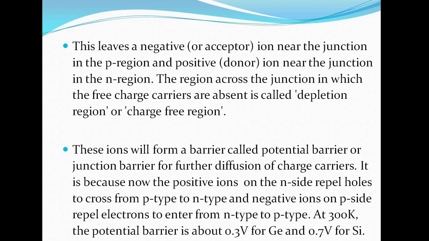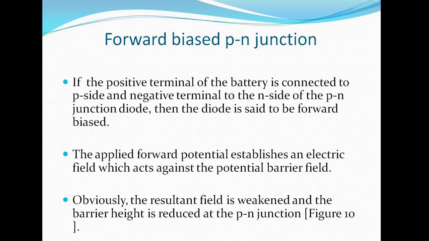This is because the positive ions on the N side repel holes from crossing from P type to N type, and negative ions on the P side repel electrons from entering from N type to P type. At 300 kelvin, the potential barrier is about 0.3 volts for germanium and 0.7 volts for silicon.